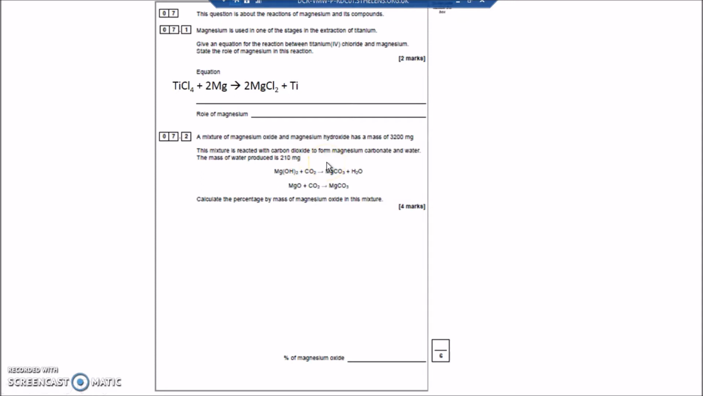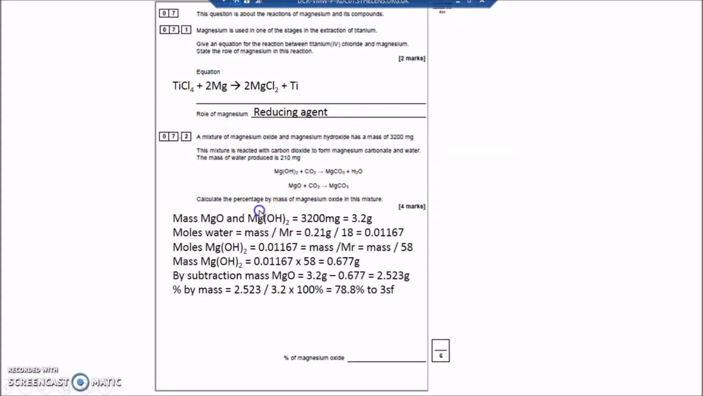1,000, 0.21 grams. Oh, sorry, the role of the magnesium is a reducing agent. The magnesium has gone from 0 oxidation state up to +2. It's been oxidized. The titanium's gone down from 4 down to 0, so that's been reduced. This is a reducing agent. The magnesium's been oxidized and in turn has reduced the titanium. Back to this one then.